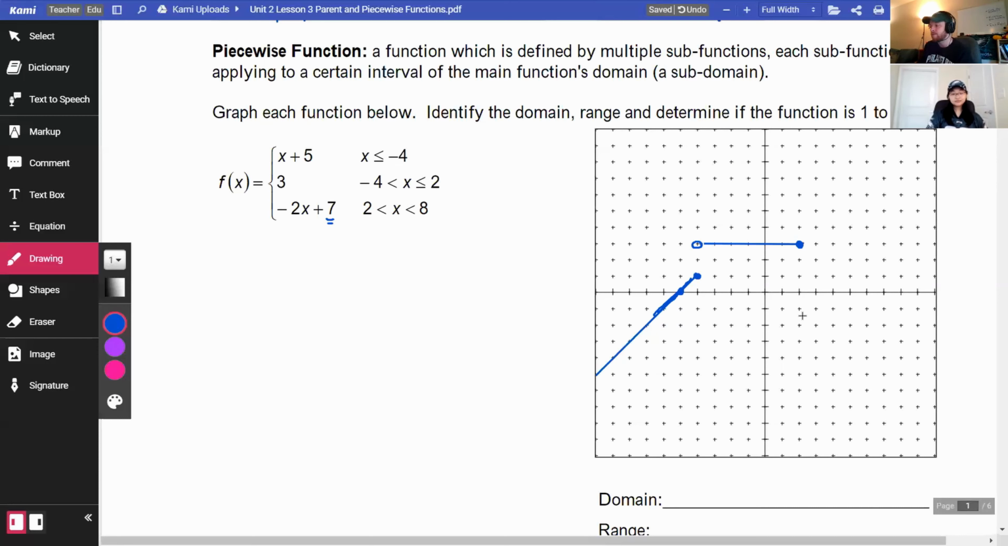All right, so if I plug in 2, for this function I get 3. What do I get when I plug in 8? Plug in 8 and you have negative 2 times 8, which is negative 16, plus 7 is negative 9. And that still fits on our graph because it's negative 10 to 10. Let's get that circle there because we are not including 8.